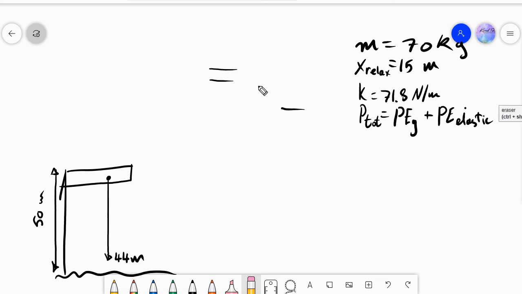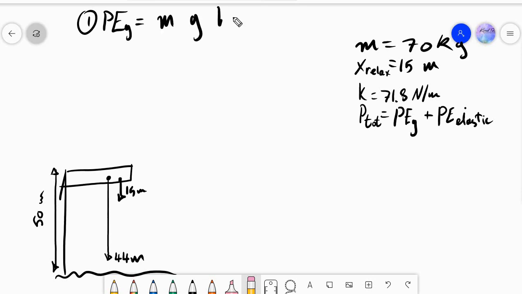Excellent. Look over this drawing. Now he gives you the stretch of this one, and he gives you the relaxed length, which was 15. Now the first thing, we will find the gravitational potential energy. What is the rule of gravitational potential energy? PE equals mgh. That is the formula for gravitational potential energy.